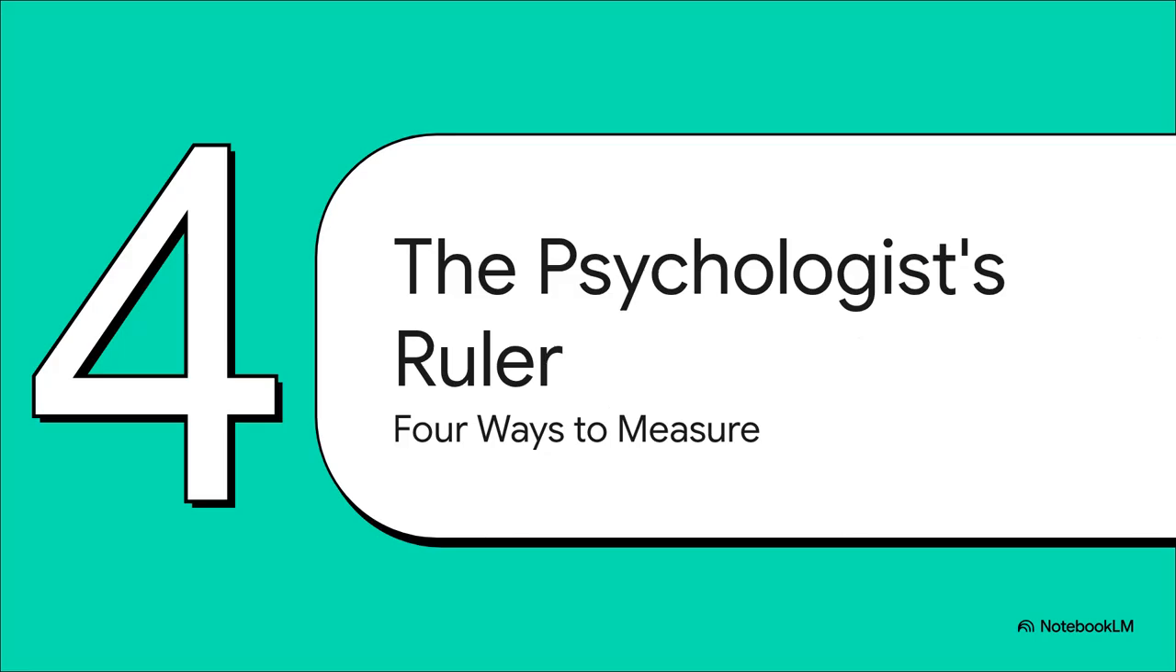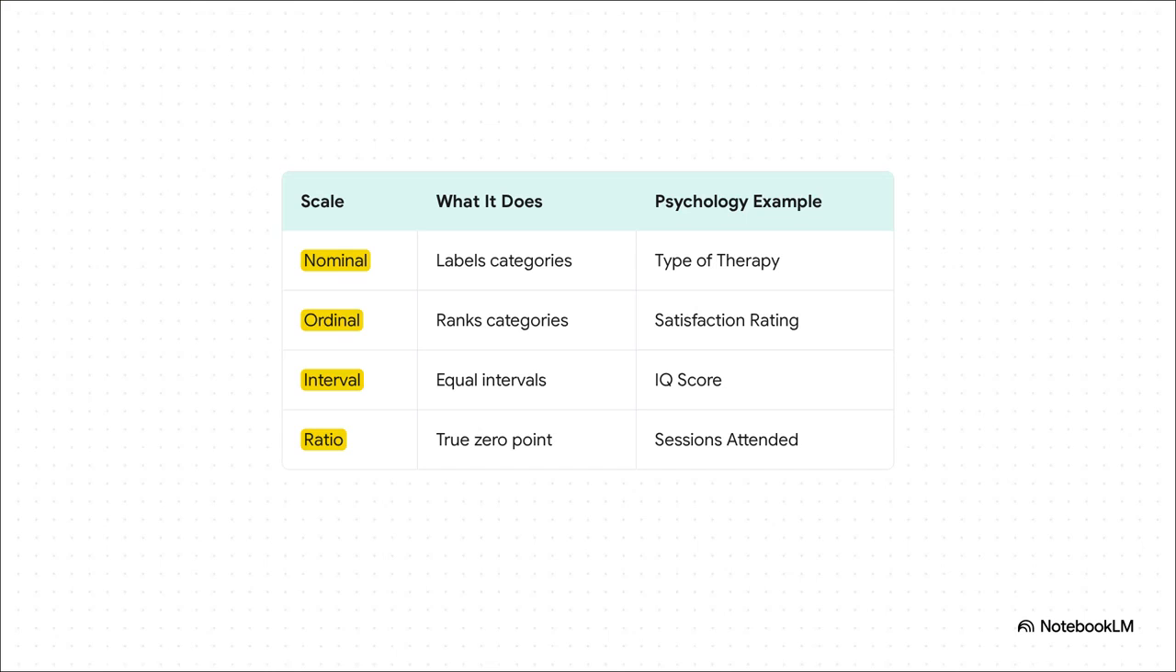So, if we're measuring all these different variables, what kind of ruler are we even using? Because you can't measure happiness the same way you measure height. Turns out, psychologists have 4 main types of measurement scales, and each one has its own set of rules. Let's do a quick rundown. First up is nominal. Think names. It just puts things in categories, like anxiety or depression.